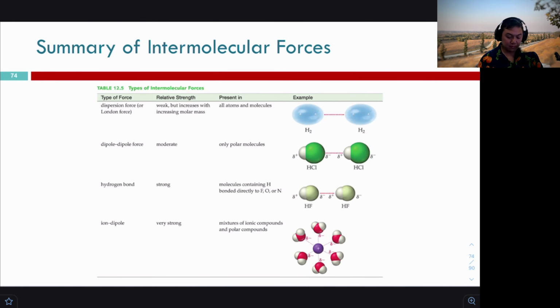And this is really the summary and sort of like the takeaway for this section is that we have dispersion forces, which are weak, but can increase with increasing molar mass, although generally those increases are relatively small relative to other forces. We have dipole-dipole force, which is a moderate force, and it's only occurring in polar molecules. There's also hydrogen bonds, which are strong and occur when we have hydrogen directly bound to fluorine, oxygen, or nitrogen. And then we have ion dipole forces, which are very strong.